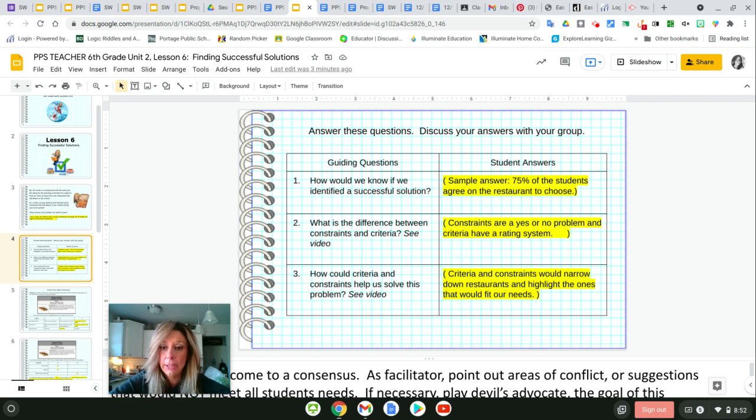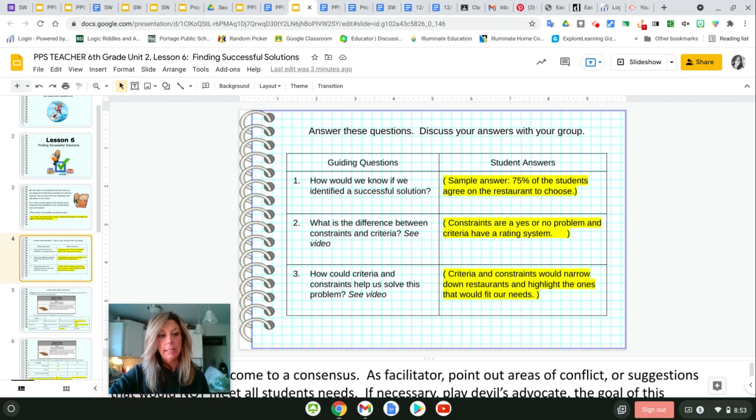How could criteria and constraints help us solve the problem? They narrow down, in our case, restaurants, and highlight the ones that would fit our needs. In any situation, that's what criteria and constraints do. They narrow down. If you're met with all kinds of possible solutions, it narrows it down, and then you figure out which one best fits your needs based on your criteria.